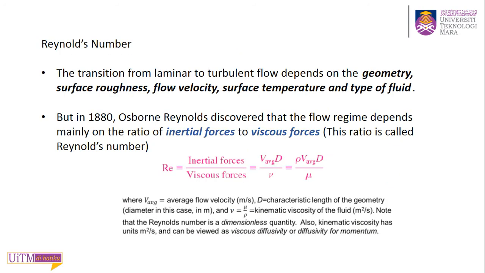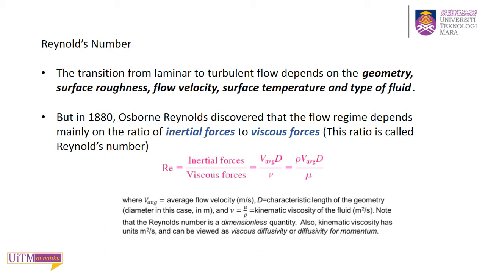Okay, so in order to calculate this laminar and turbulent flow, we use what we call the Reynolds number. So Reynolds is a person's name, Osborne Reynolds. I'm not sure where he came from.